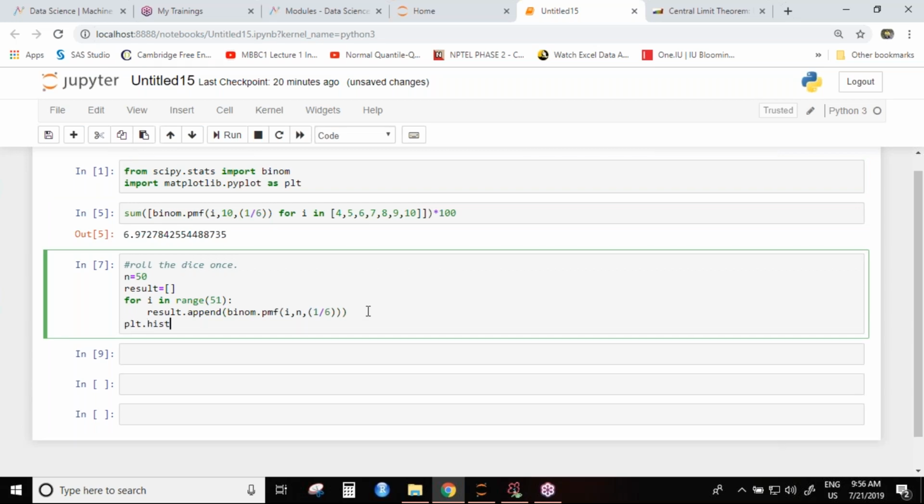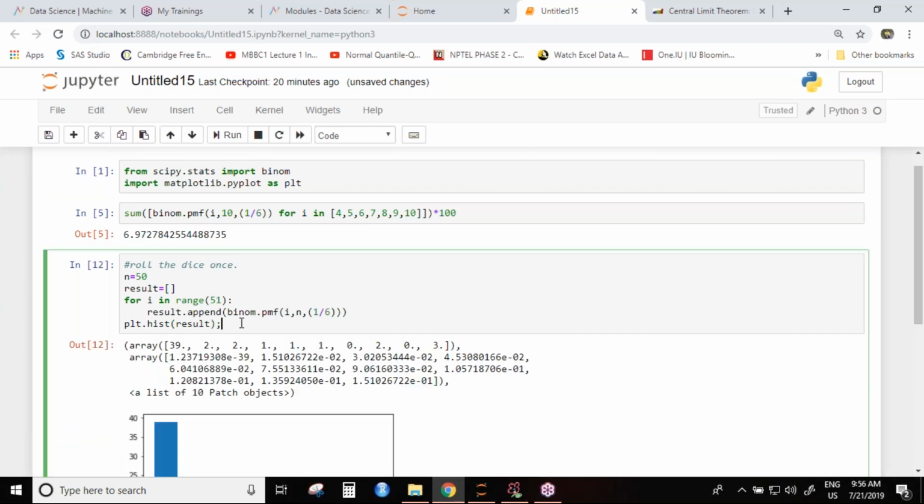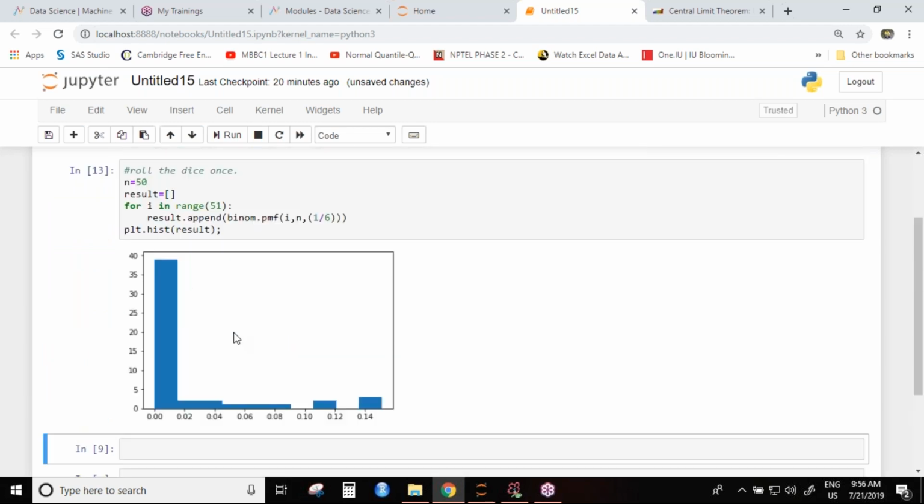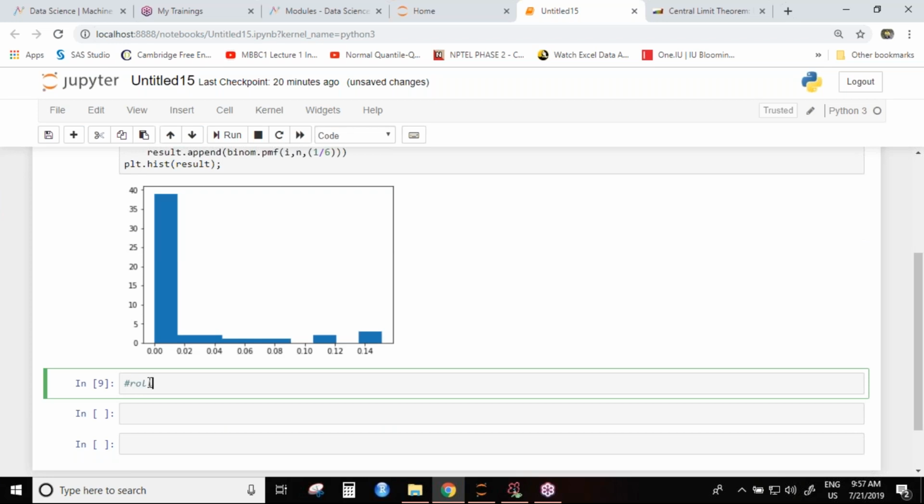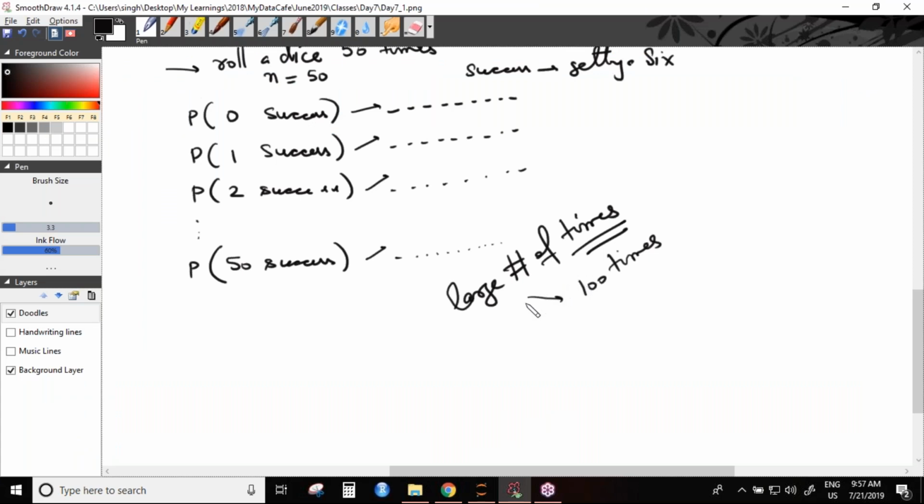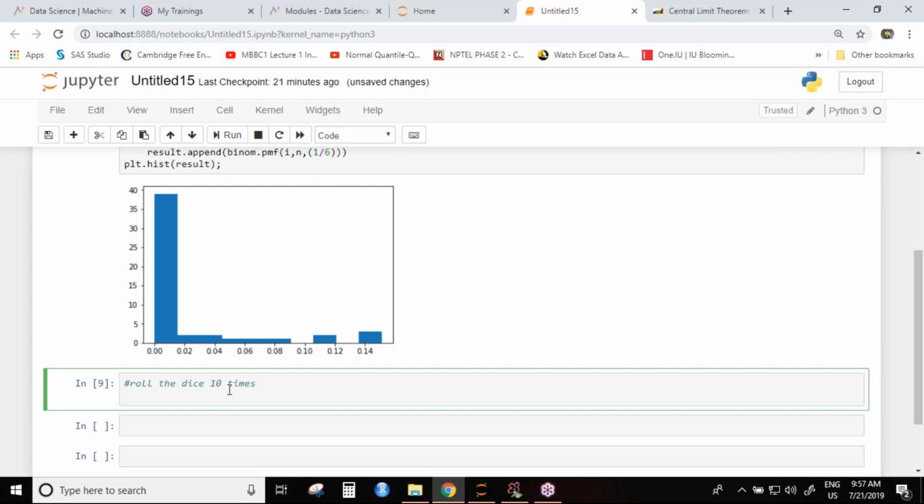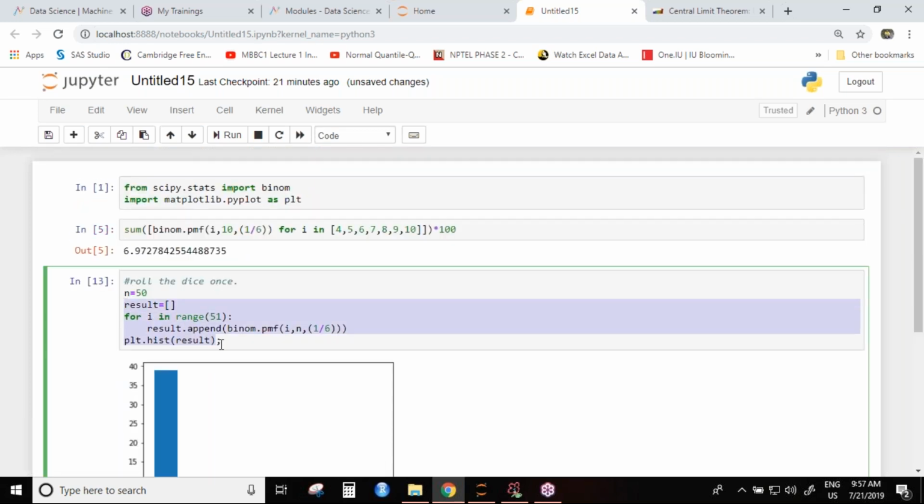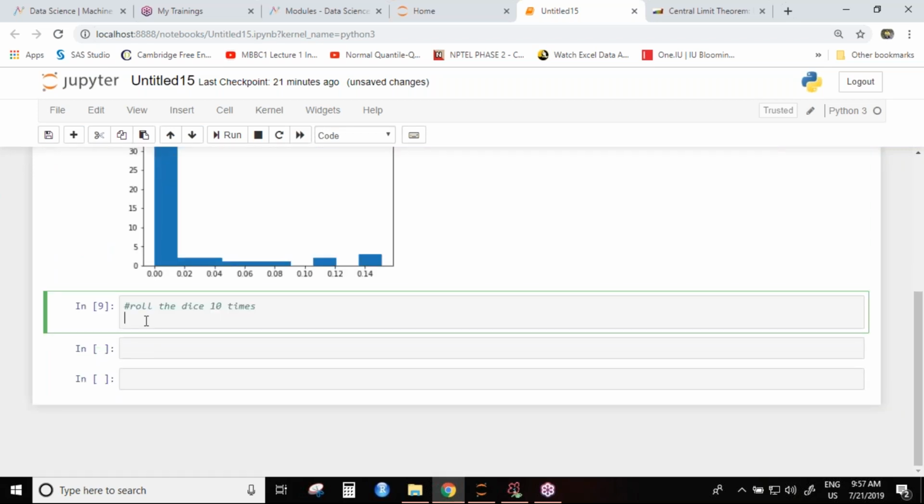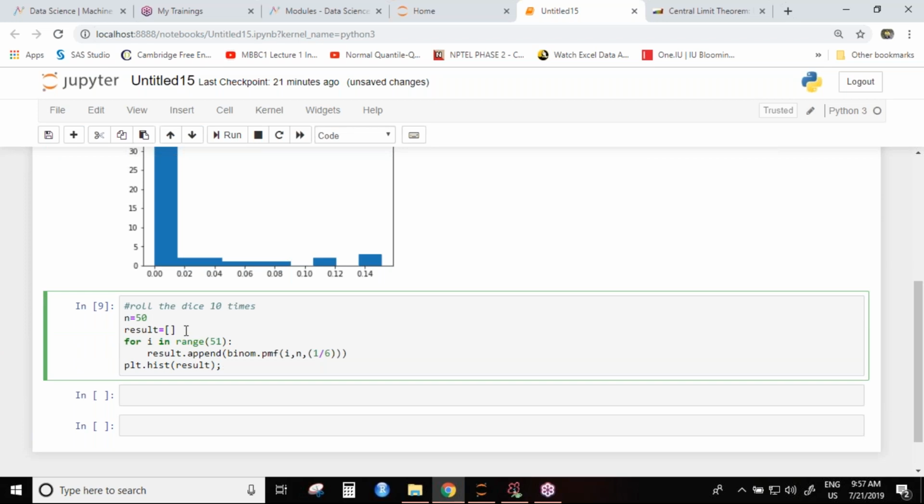So plt.hist(result); let me put a semicolon here so that I don't get this output. This is how it looks. Now I will do this more number of times. I said earlier that I will roll it 100 times, but before that, let me roll it 10 times. I'll slowly increase the number of times I roll. I'll explain once again, but let me first do this. I'll write an additional loop here.